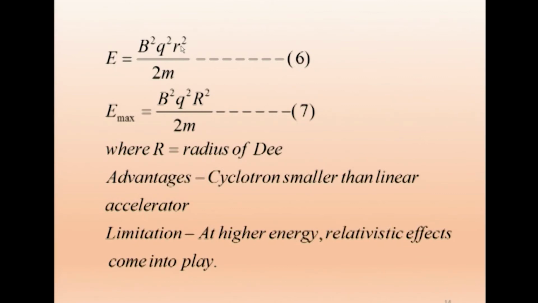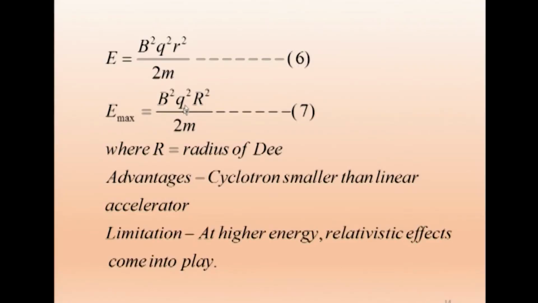Now, as we said, the particle starts accelerating from the center, taking an increase in radius every time. Finally, at the end of the d, it will come out. Therefore we write that r is equal to capital R, which is the radius of the cyclotron, or radius of the d we are considering. For the maximum energy, E max, you put R equal to maximum R.